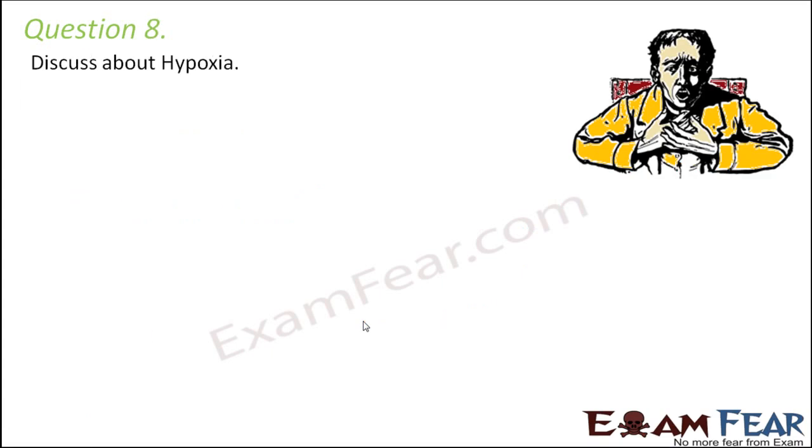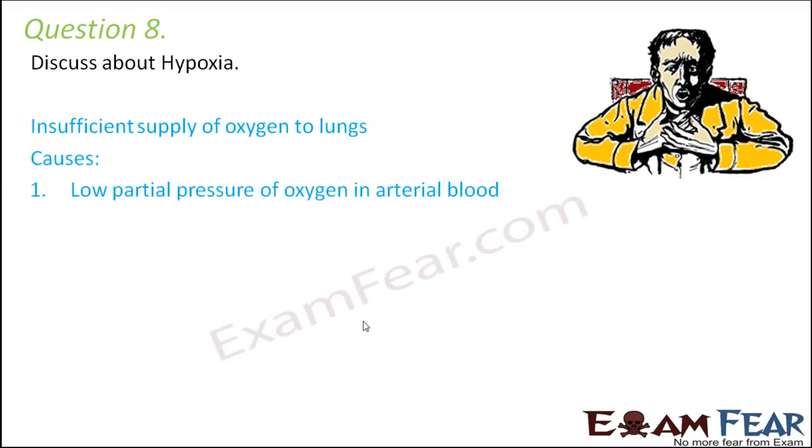Question number 8. Discuss hypoxia. Now, hypoxia is a condition when there is insufficient supply of oxygen to the lungs. There can be many different types of hypoxia. This deficiency of oxygen can be because of less oxygen in the atmosphere. It can be because of some issues with the oxygen content of blood. It can be because there is nobody to carry oxygen in the blood. So there can be many different causes.